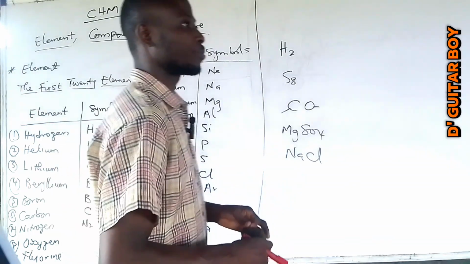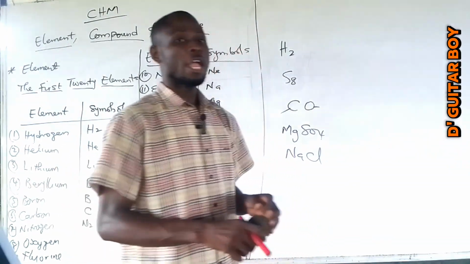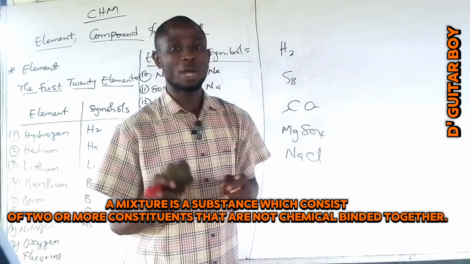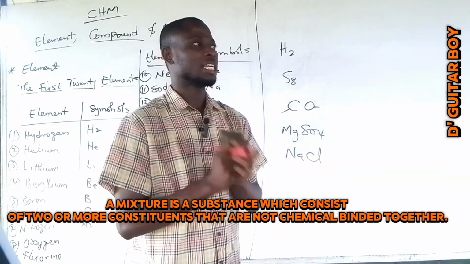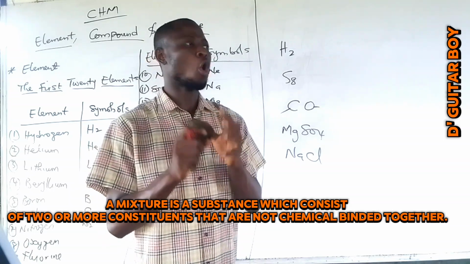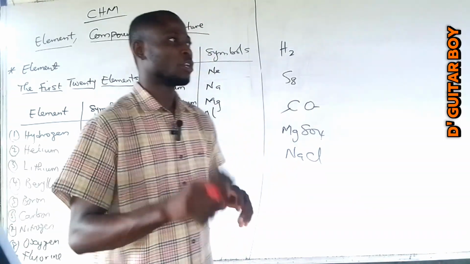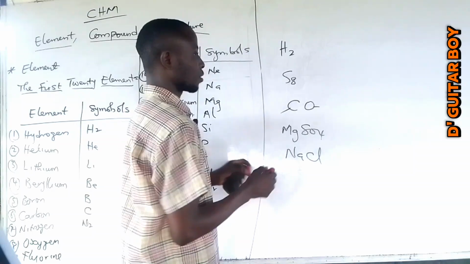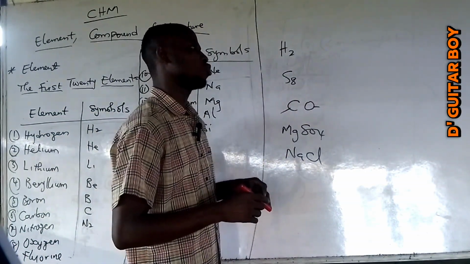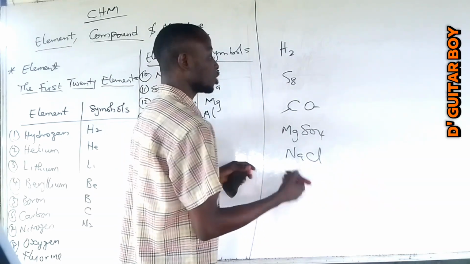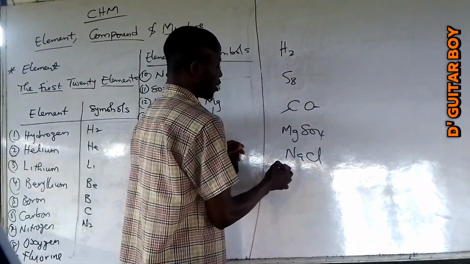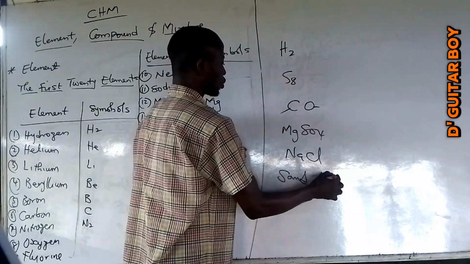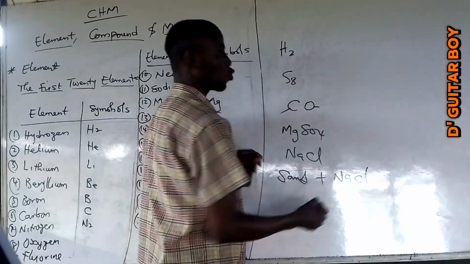Now let's move to mixture. A mixture is a substance which consists of two or more constituents that are not chemically bound together. For instance, you have your garri and your salt. Or let me use sand plus sodium chloride, which is the salt you use to cook at home.